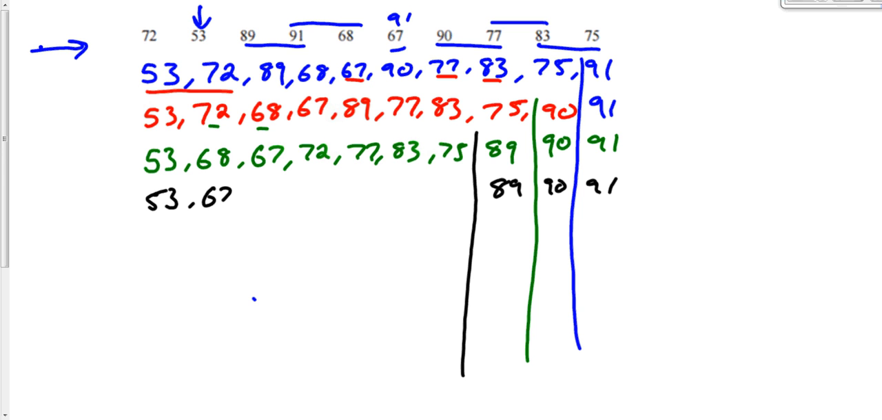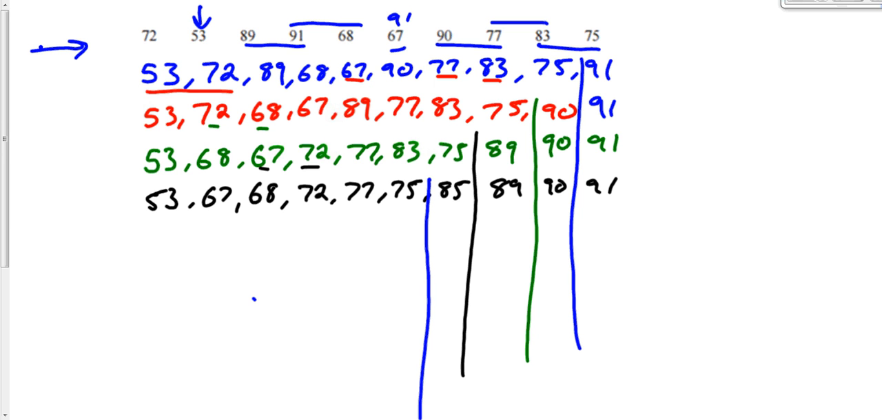And so 68 and 72 we compare now. 68 will be in the correct place. We then compare 72 and 77, 72 is in the correct place. We then compare 77 and 83, and they're in the correct place. We compare 83 and 75, and that's it. And now we've done 4 passes, so the last 4 will be in the correct place. Back to blue. So 85, 89, 90 and 91 are all correct.